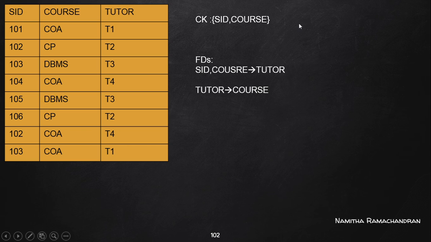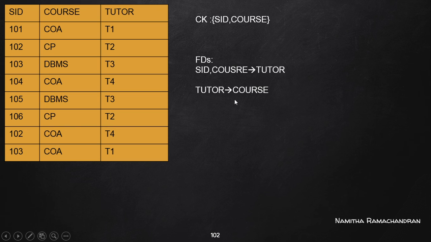Consider the condition for a relation to be in BCNF. For all the dependencies like X implies Y, the LHS part must be a super key. So consider this dependency first: SID, course derives tutor. This one is a valid case. It satisfies the condition for the relation to be in BCNF, because SID, course is actually our candidate key, and all candidate keys are super keys.